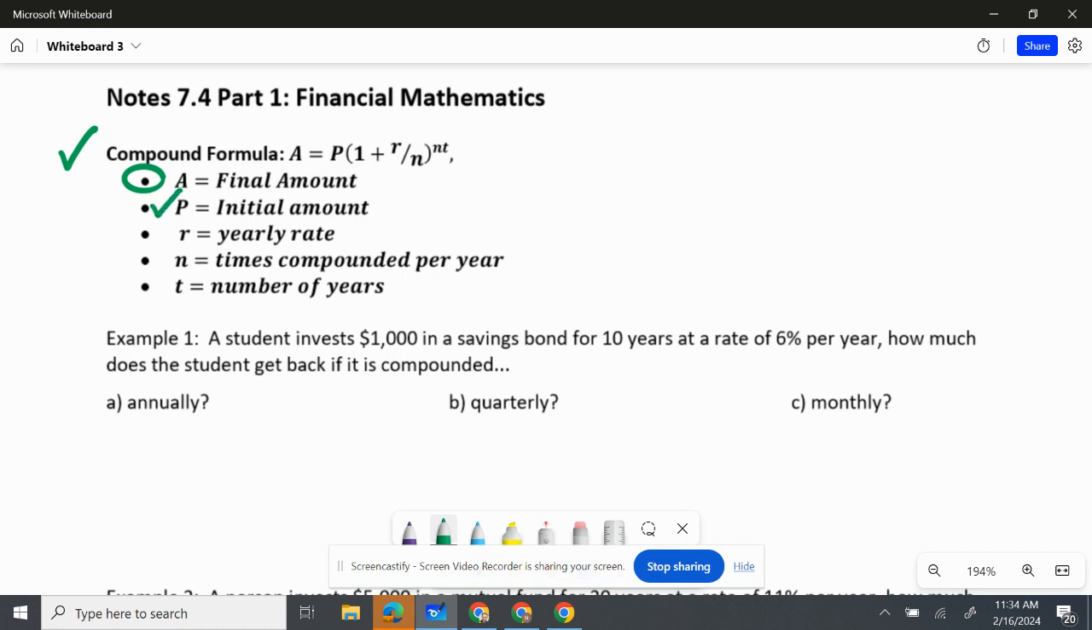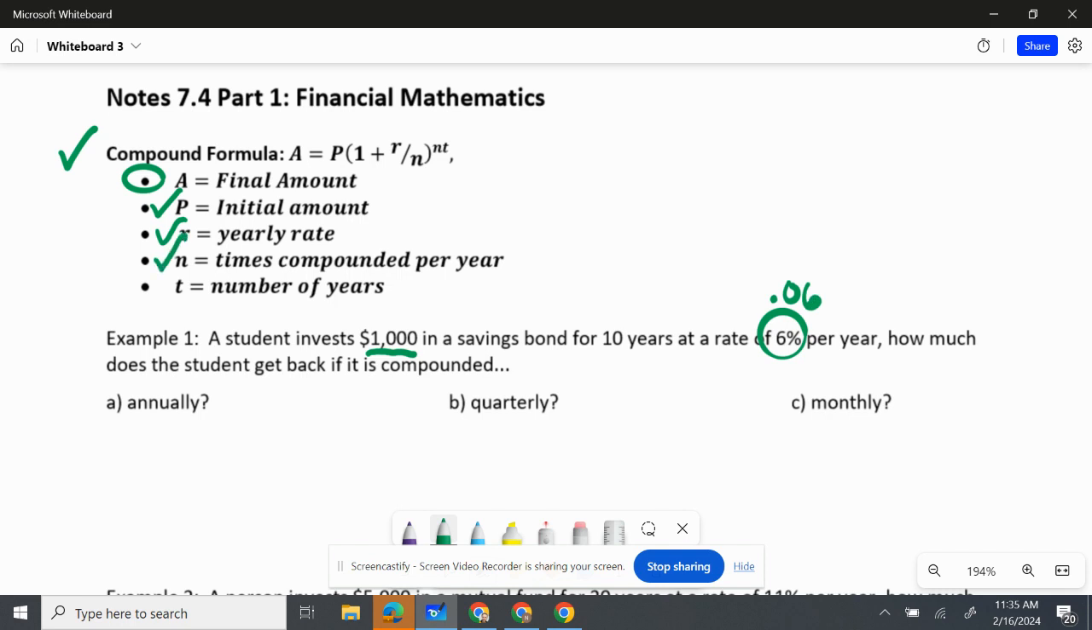P is the initial investment. So for the first example, 1,000 would be the initial investment. The yearly rate is always the percentage number. So in our first example, it would be 6%. Remember to always write it as a decimal, so we're moving the decimal over twice.